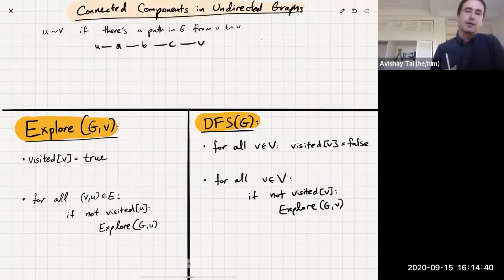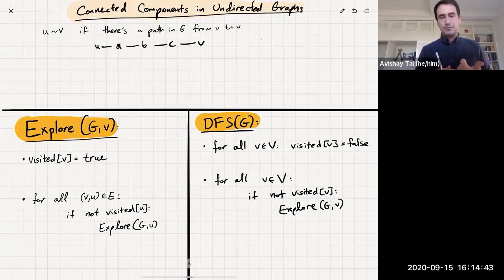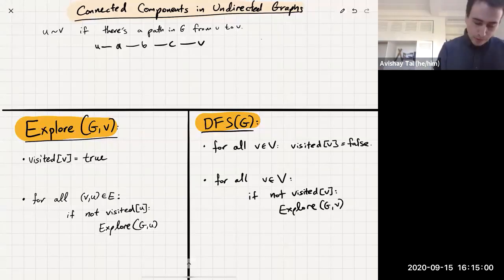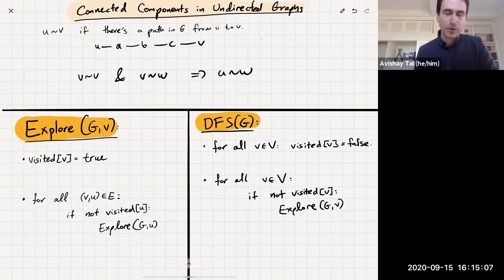Why is that? Well, it's reflexive. There's a path from U to itself. It's the empty path. If there's a path from U to V in an undirected graph, there's also a path from V to U. And it's also transitive. If there's a path from U to V and a path from V to W, there's a path from U to W. So if U and V, then also U and W are connected. All these three properties say that this is an equivalence relation.